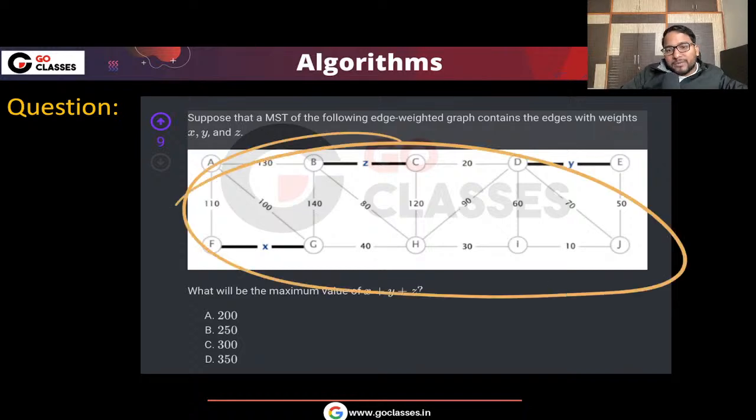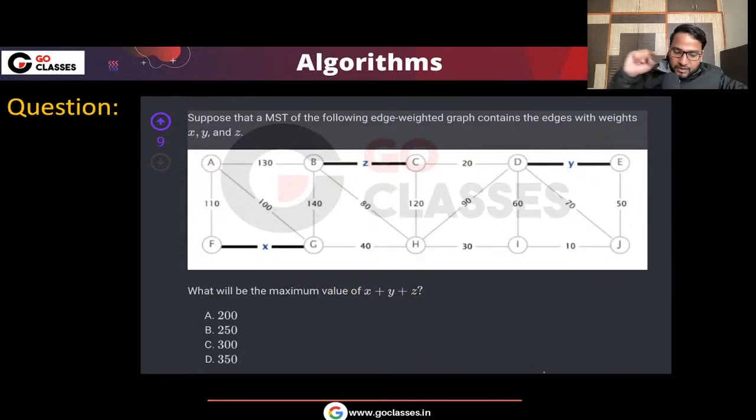So first we need to find out the MST and then we can solve this question. Let me know if you have understood. By the way, this question is a standard university question.